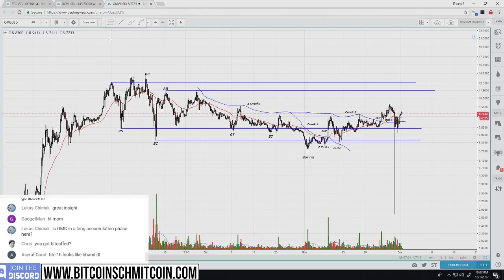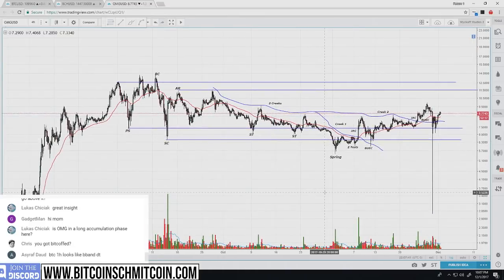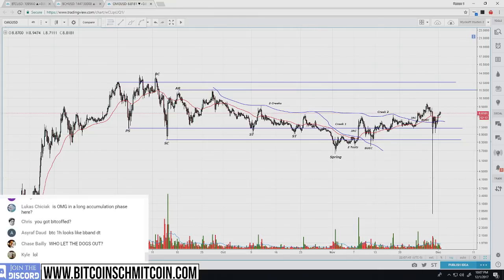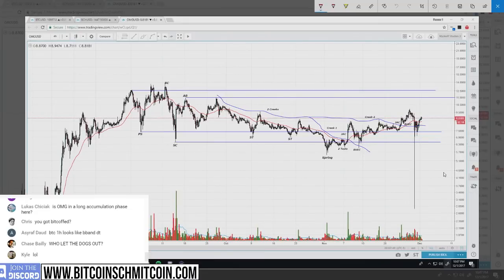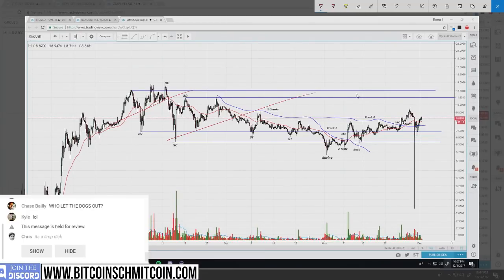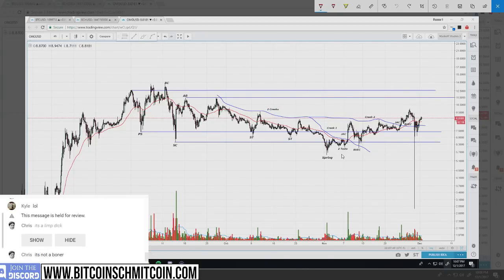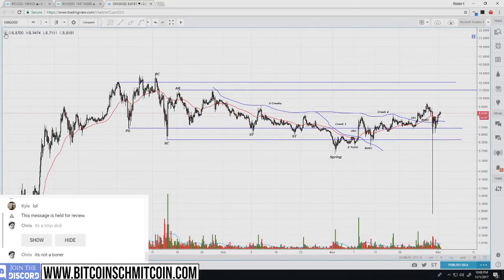Okay, so we see here OMG is in a classic trading range. I'll walk you through the anatomy of OMG. I've been tracking a lot of these coins because I think there are going to be a lot of really great plays in the future. OMG is one of them. We see it bound by this trading range in here. Let's get rid of the EMA. It's a little bit more complex of a trading range, but it is a trading range nonetheless.